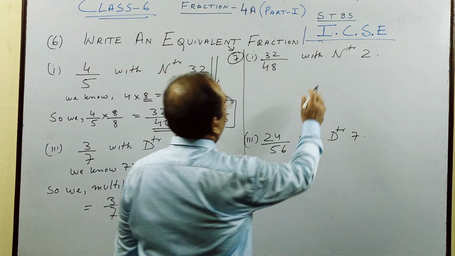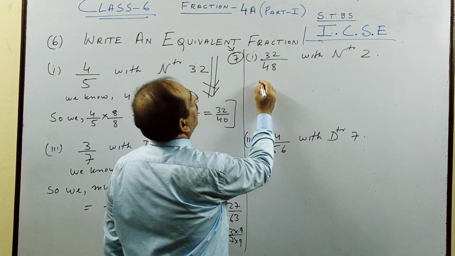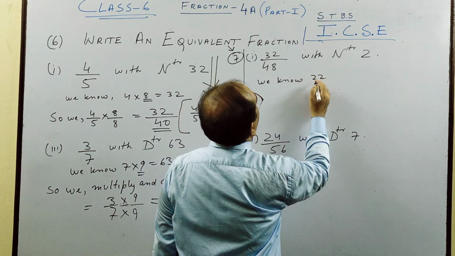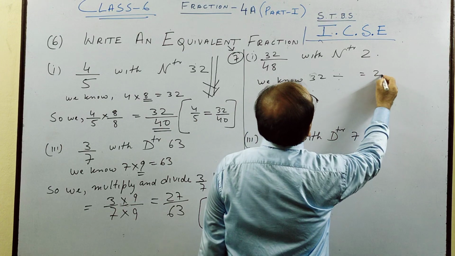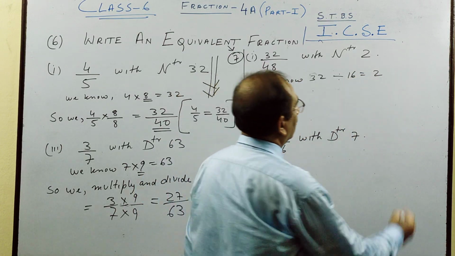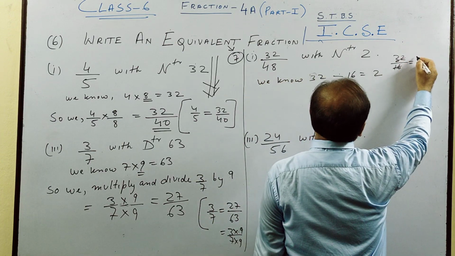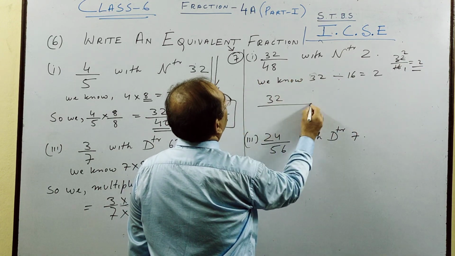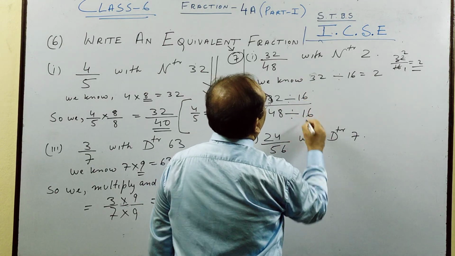Last question, we have to make numerator 2. So here we were multiplying. Now see, we will divide. We know 32, with what will you divide to get 2? So 32 you have to divide by 16. 32 divided by 16 gives you 2. So we divide both numerator and denominator.